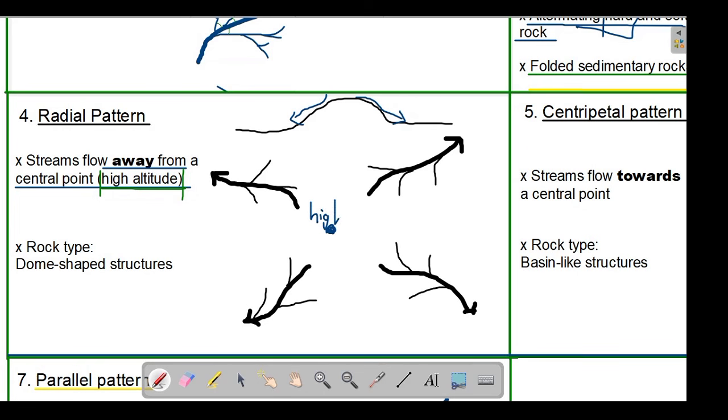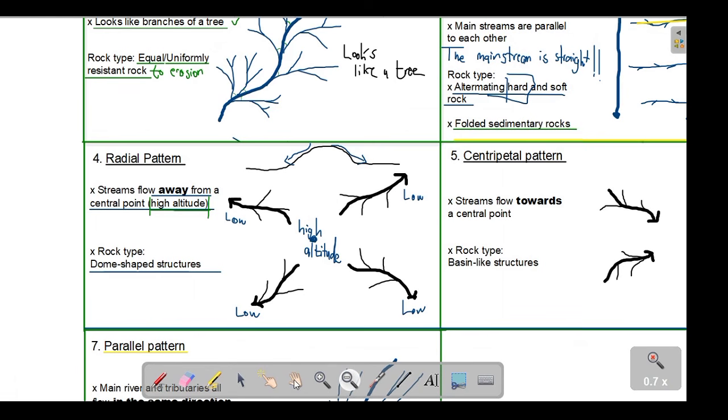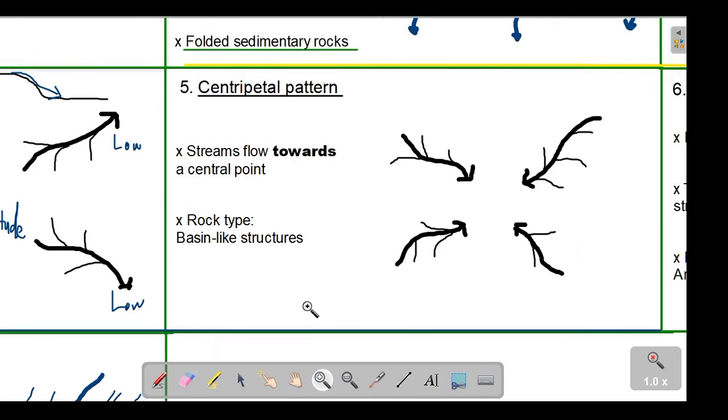See, this is high altitude. And water will always move from high altitude to lower altitude. Okay. So you'll only find this type of pattern in dome-shaped structures. Structures that look like a dome like that. Right? So that's why the rock type is dome-shaped structures. Okay, so that is your radial pattern. Okay, I hope you get it, guys. I hope you do. Let's move on to the centripetal pattern and try to find a connection.